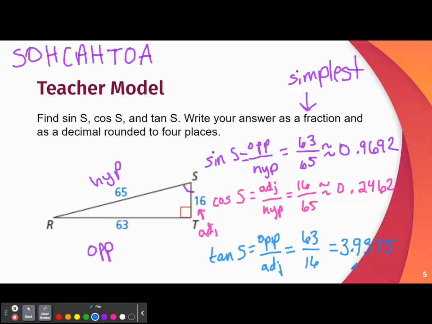So it's 3.9375. And that's how you find the sine, cosine, and tangent of an angle. Notice it says sine of S, cosine of S, tangent of S. You have to put which angle you're doing it to, because if I don't, then they won't know which angle I'm talking about. So if I was doing it for angle R, I would put sine of R or cosine of R. Okay. All right.